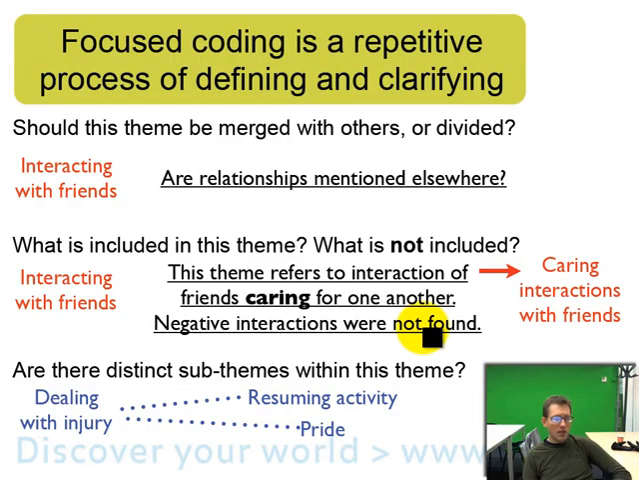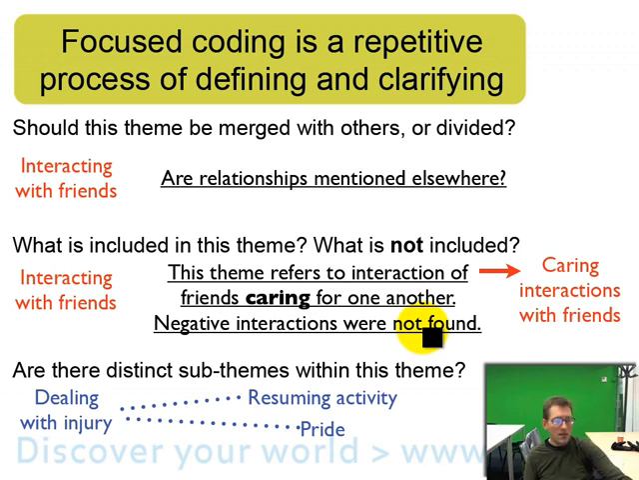Third, it's good to consider the complexity of each theme. Are there sub-themes that we have to also examine and define? For example, further reading might give us the idea that this participant is excited to get back on the bike after being injured. As I mentioned, he also seems to wear this injury with a bit of pride. So we might find that dealing with injury is a good theme, but that it's complex and it needs these sub-themes, resuming activity and pride, to be defined.